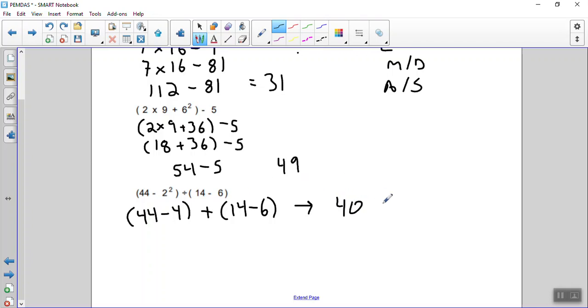And the parentheses is gone. And then we have plus 14 minus 6. Now we do this parentheses. So 40 comes down. 14 minus 6 is 8. So now we have 40 plus 8. And that gives us 48.